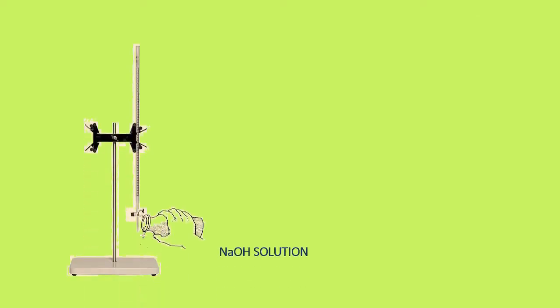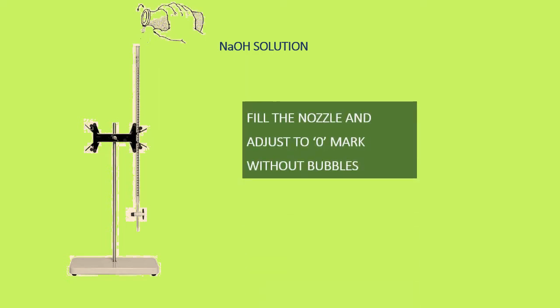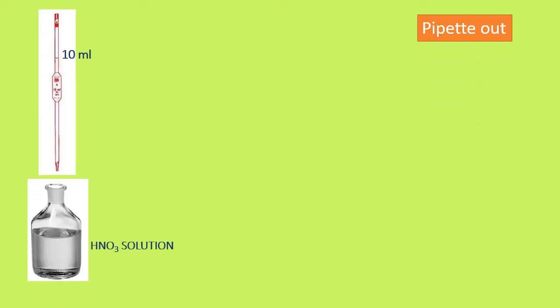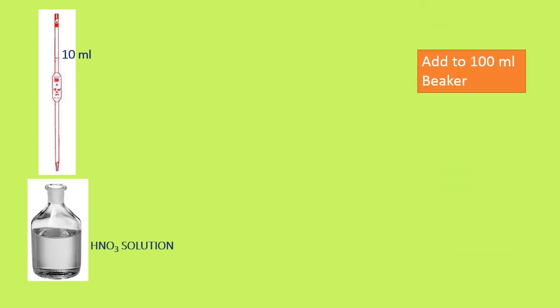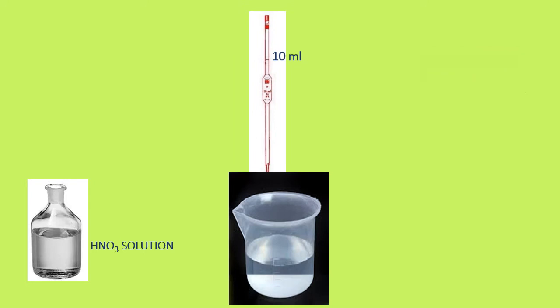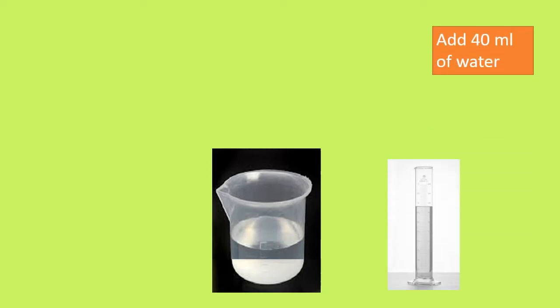Let us do the titration. For that, fill up the burette with NaOH solution. You have to fill the nozzle as well and adjust to the 0 mark. Now pipette out 10 ml of HCl solution and add it to the 100 ml beaker. Now to this 100 ml beaker, add 40 ml of water.